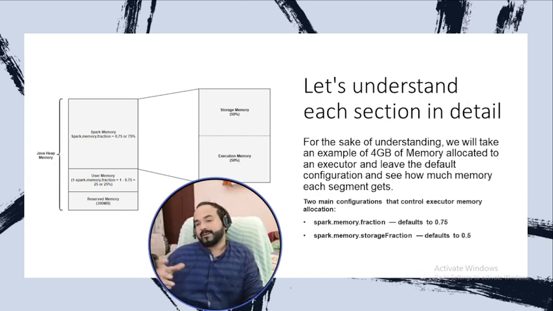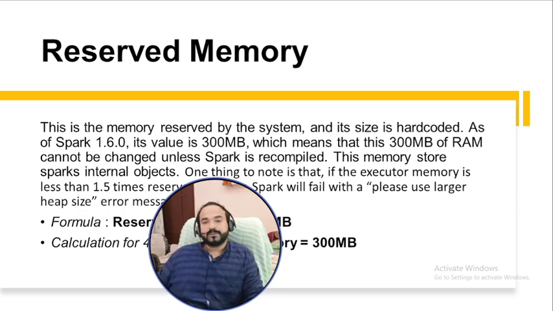So this is the Spark memory fraction. Okay, let's jump in one by one. We are going to discuss this. The first one is reserve memory. As I told you, this memory is reserved by the system, and its size is hard coded. As of Spark 1.6, its value is 300 MB, which means this 300 MB of RAM cannot be changed unless Spark is recompiled, and this memory stores Spark internal objects.